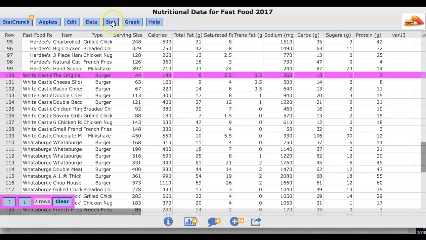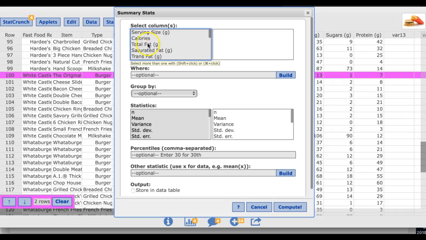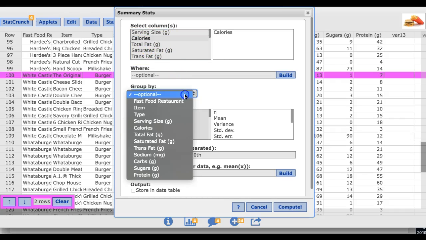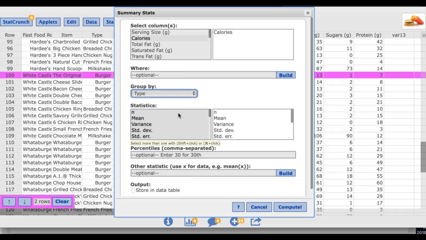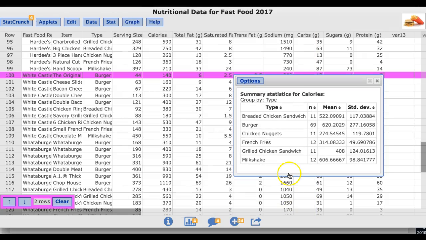So here I just did stat, and I did summary stats, and we're always doing columns here. And here I'm doing calories, and then I wanted to group by, once again, type, right? Because I want to get just the mean and the standard deviation just for the burgers. So I could do sample size if I want. I could do mean and standard deviation. And if I compute that there, then that's what I get here. So I pulled the information from right here. So you see here, 69 burgers. Here's the mean, here's the standard deviation.